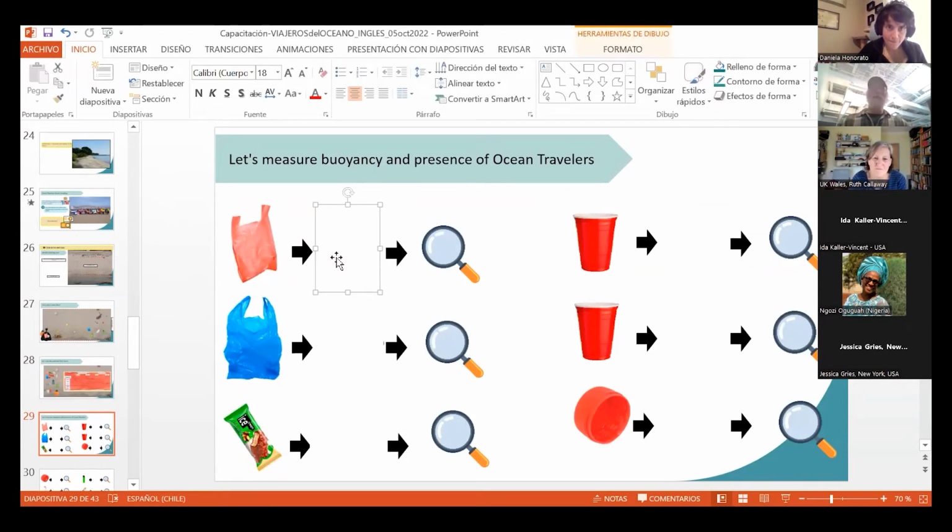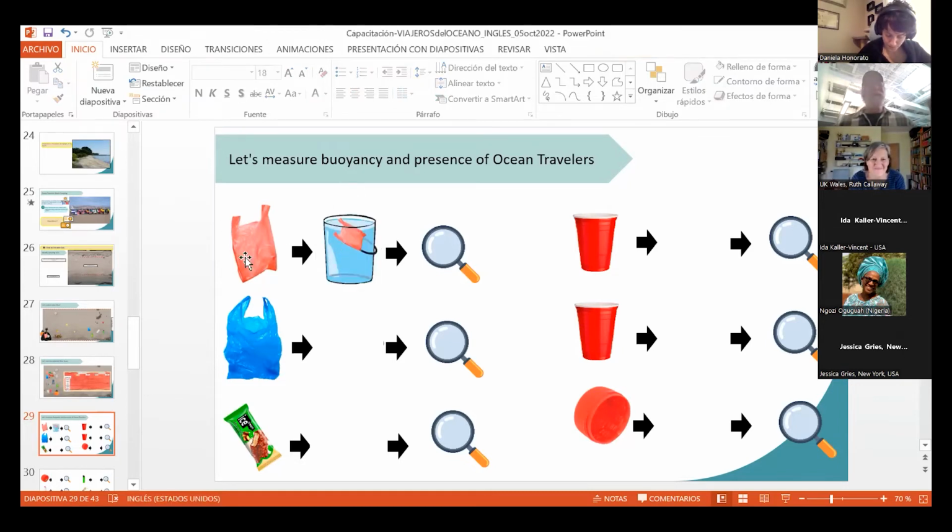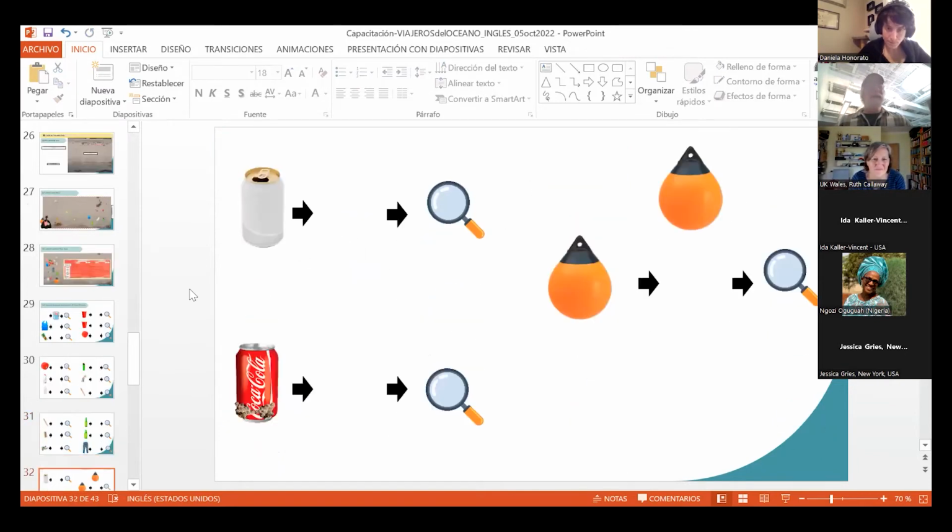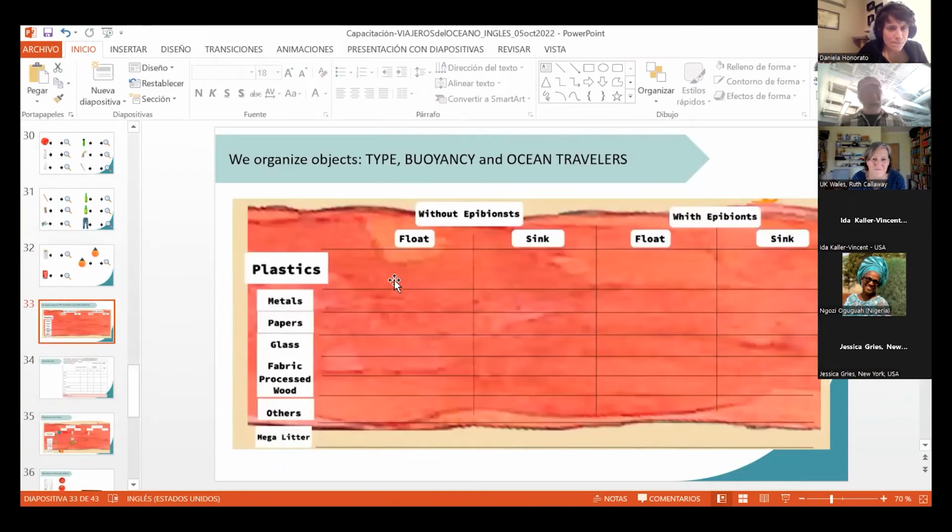So how about this plastic bag? What do you think? Does it float? Yes or no? Yes, maybe. And as always, there's only one way to find out. You need to put it in the bucket, dump it in the water, and it does float, and it doesn't have any organisms growing on it. So we move it over to our sheet on the ground here, and this plastic bag goes into this category, plastic without epibionts, and it did float.